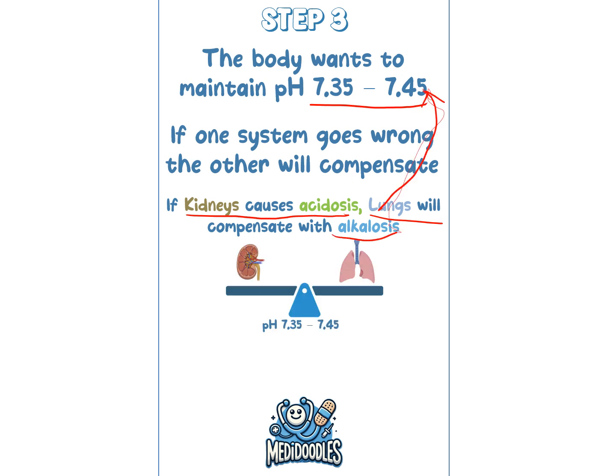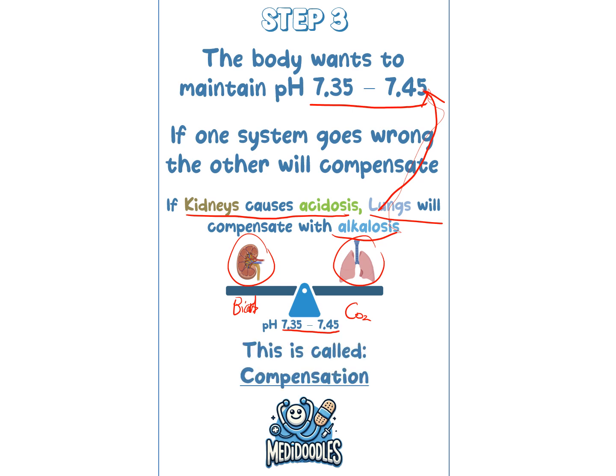All right? So you can think of it as like a scale. On one end we have the kidneys or the bicarbonate, bicarb. Excuse my handwriting. And on the other hand, we have CO2, which is carbon dioxide. So it's basically a scale, and they're trying to maintain the balance, which is 7.35 to 7.45. And this is called compensation. So when one system goes wrong, the other one will compensate.